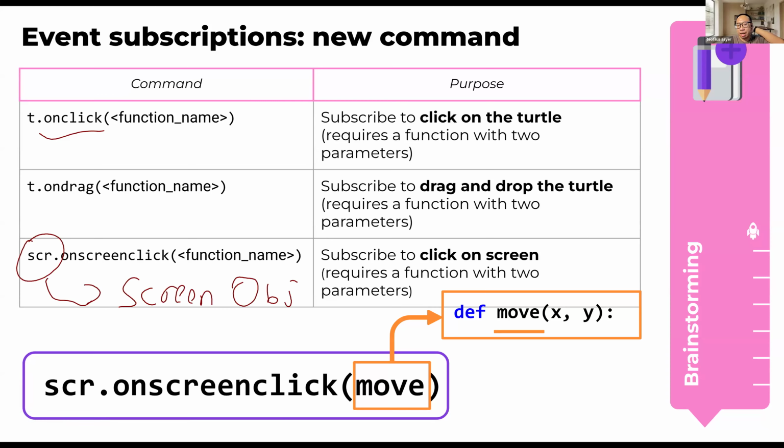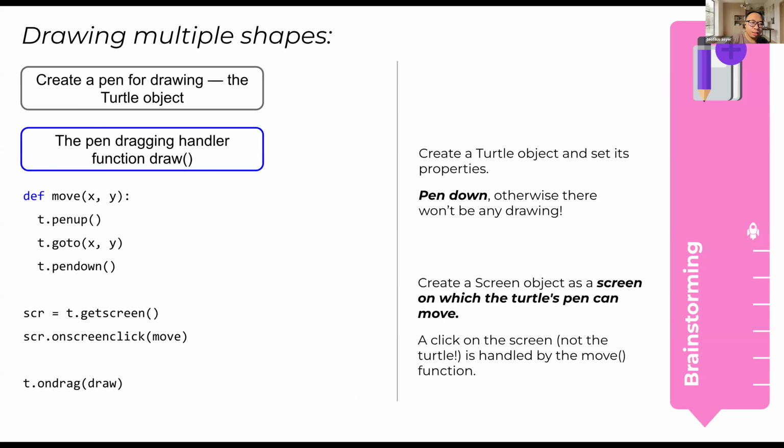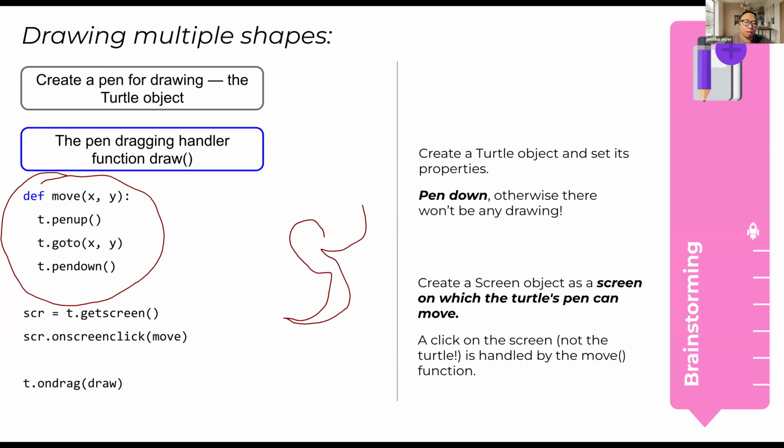This is the function. And as usual, as with any function, you have to mention the custom function inside the on screen click. For example, in here, they are using move as the name. Let's see the detail. What is the move function? If you can see in here, this is the move function: pan up, go to, and pan down. Pan up is to move alongside the screen. Go to is to follow along the canvas. And pan down is when you start to draw something. Okay, do you get it?